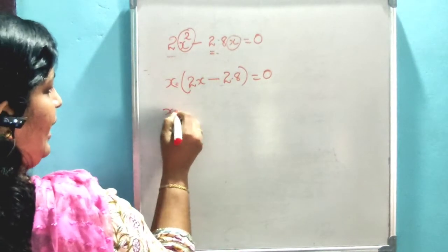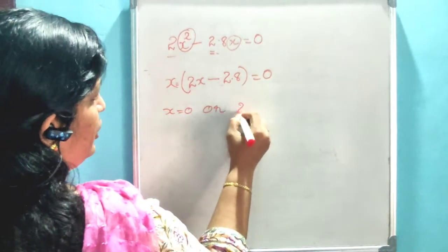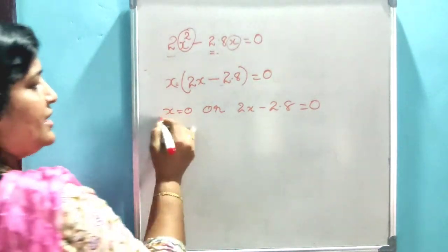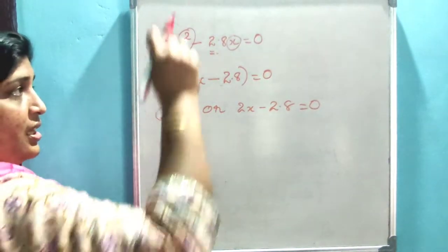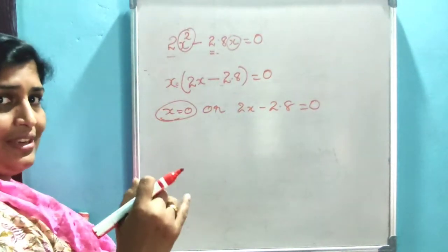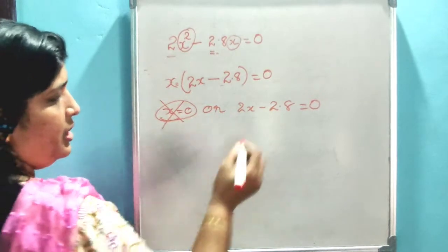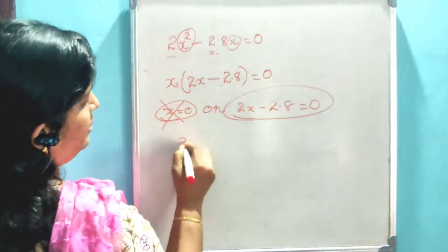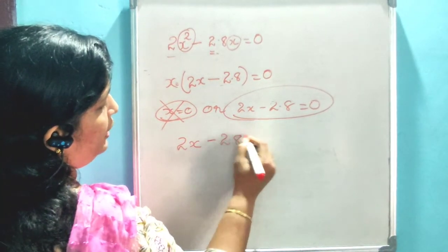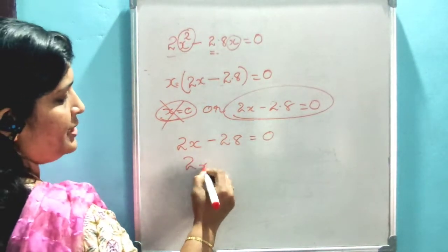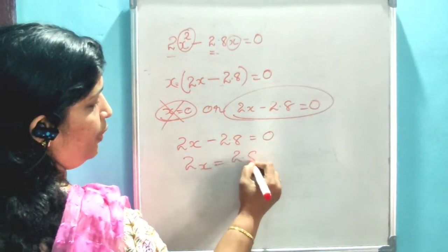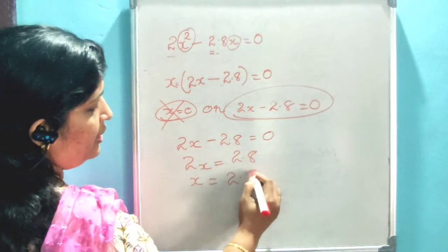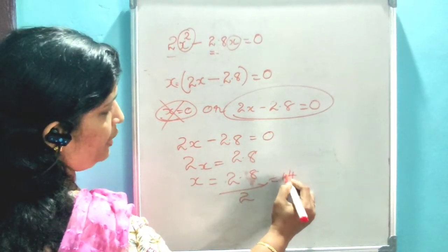That means either x is equal to 0 or 2x minus 2.8 is equal to 0. x equal to 0 is not possible because the rod slides down some distance. So we have another option: 2x minus 2.8 is equal to 0. Then 2x is equal to 2.8, and x is equal to 2.8 divided by 2, that is 1.4.